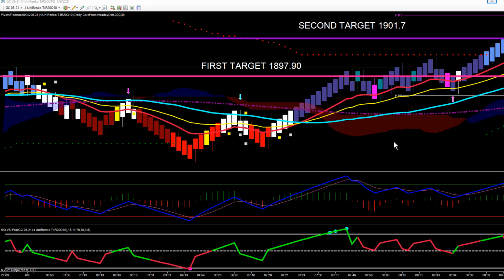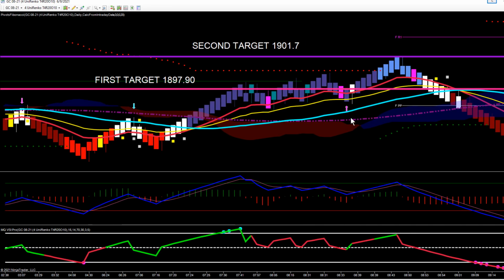Usually what we look for are one of three things. We look for a pullback, we look for consolidation, or we look for a reversal. Very often what you'll get is a pullback and then consolidation like we got right here. And we kind of chop sideways. And then we got a nice momentum reset right here.